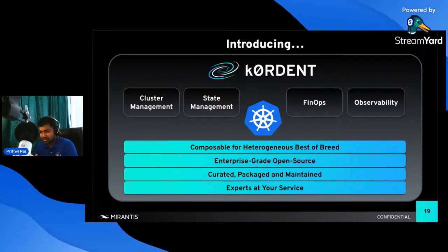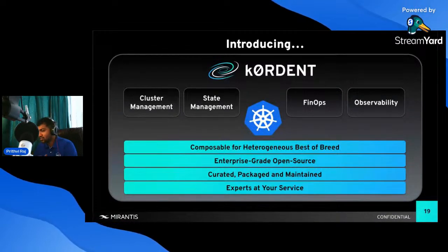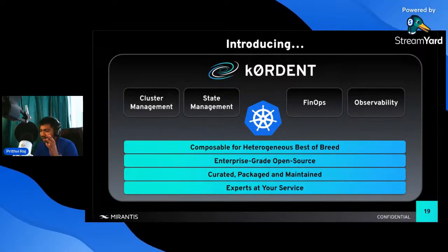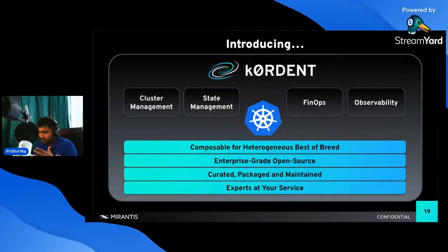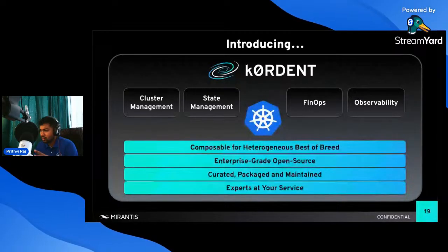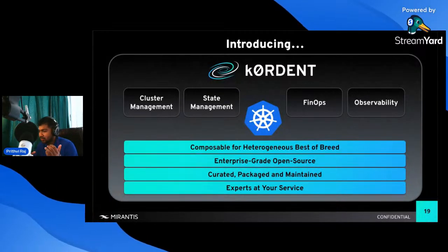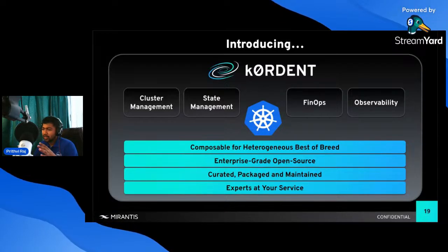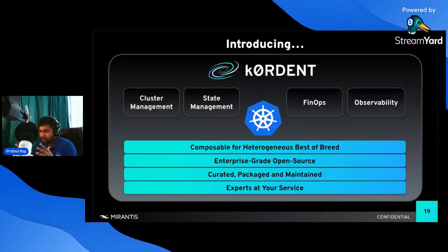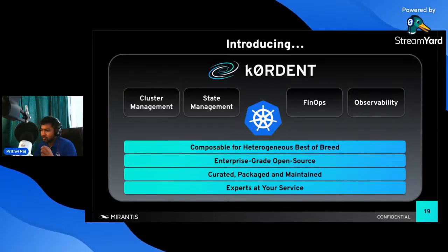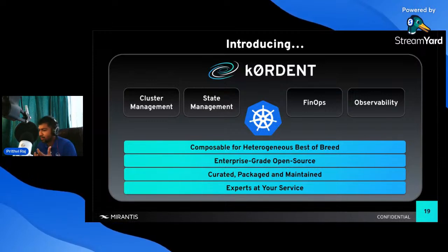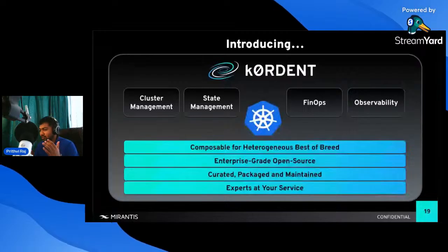It has a cluster manager, which helps you provision the life cycles of your different clusters, a state manager to provision the life cycle of your different services, FinOps to manage your cloud costs, and obviously observability to ensure that you are able to monitor and ensure that your systems are behaving in a certain way. You are able to bring in your metrics, logs, traces, and you're using Kordent to manage your infrastructures and platforms in a Kubernetes native open source way.